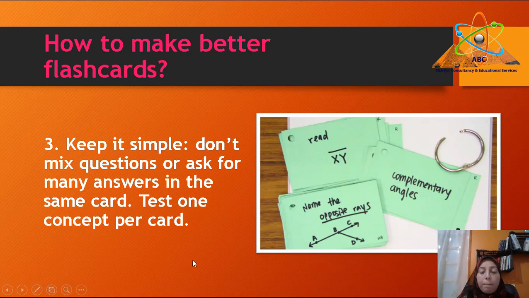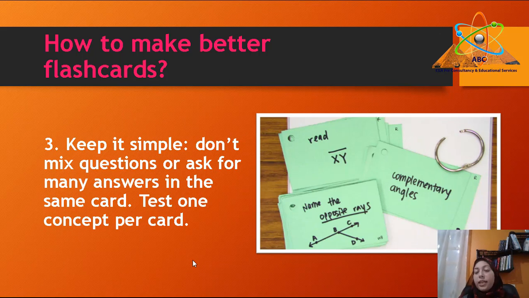Number 3, keep it simple. Yes, make your flashcard as simple as you can. The more simple it is, the more memorable and understandable. Keep it simple. Don't mix questions or ask for many answers in the same card. You can't ask, for example, what are the days of the week and how many days in the week we have. You are now asking 2 questions.